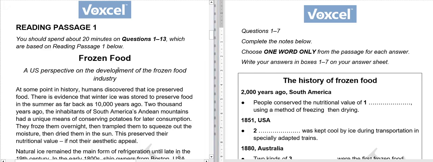It's very important to read the title of the passage because it will help you formulate some idea of what kind of passage this is and what kind of information you may read in it, and we will read the subtitle as well. A US perspective on the development of the frozen food industry. So this passage is about frozen food, written from the US viewpoint on the development of the frozen food industry. So in the US, how did this industry develop?